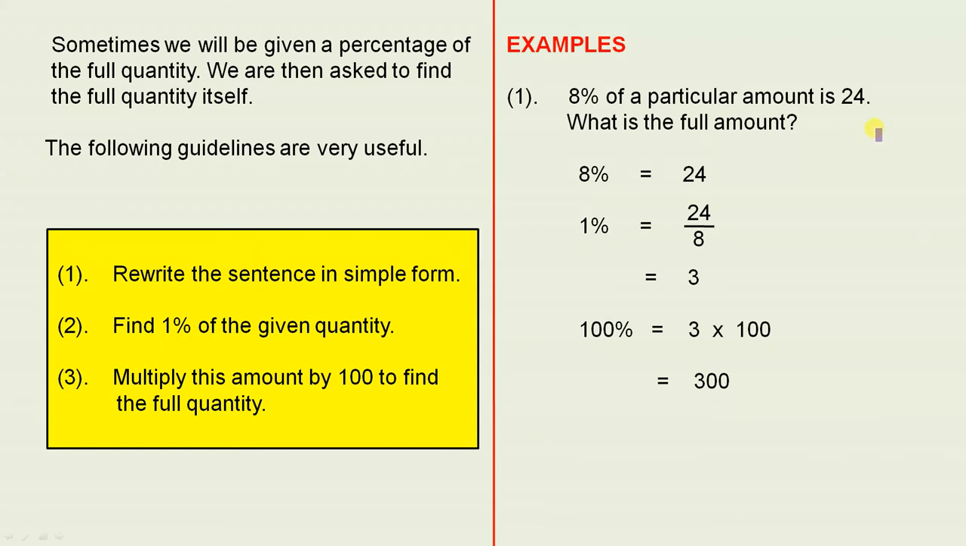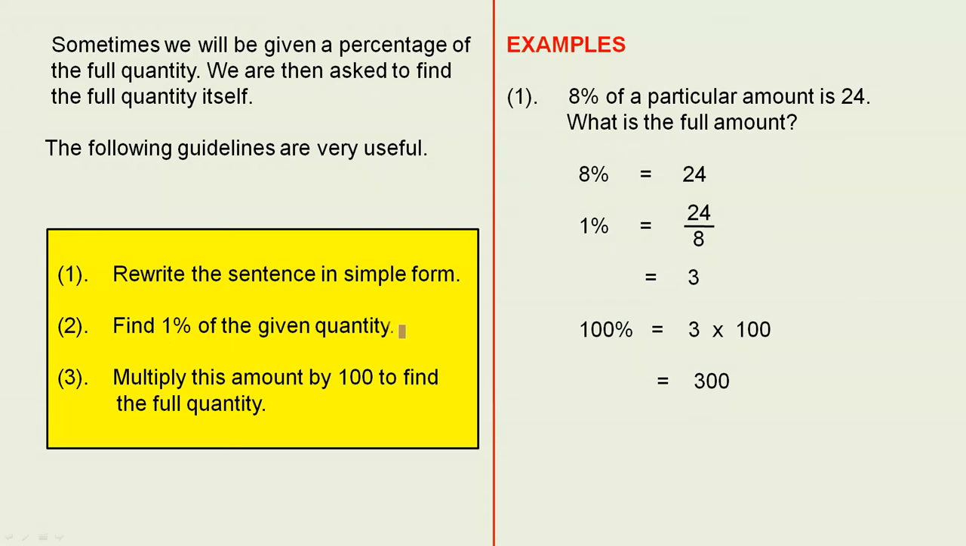Number 1. 8% of a particular amount is 24. What is the full amount? So the first guideline says rewrite the sentence in simple form. So the simplest form is 8% equals 24. Therefore, 1% must be 24 over 8. So you just divide both sides by 8. So 1% must be 3.